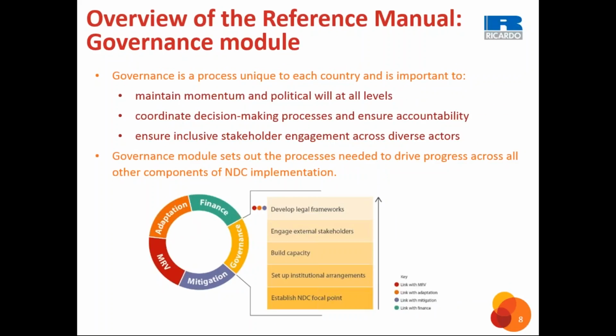So the activities set out in the governance module are set out in the diagram at the bottom of the screen. The first activity at the bottom is around setting up an NDC focal point. So this would involve identifying where the focal point will be, defining their roles and responsibilities, agreeing cooperation approaches with other key institutions, and ensuring sufficient resources for that focal point team. The next activity is setting up the institutional arrangements for NDC implementation, and importantly thinking about how these might be integrated with existing processes and structures. The next activity is building capacity.